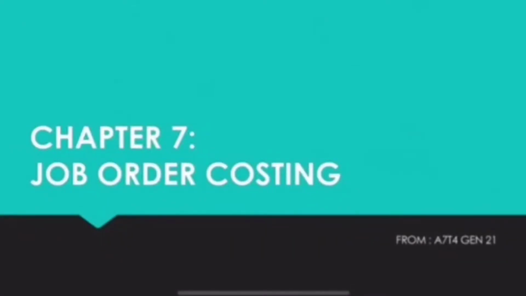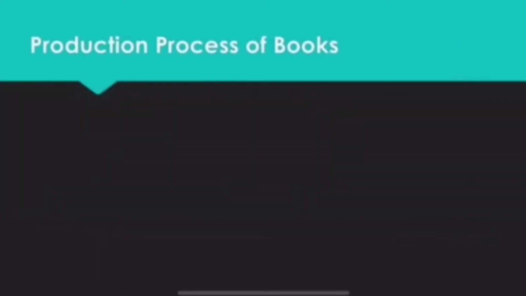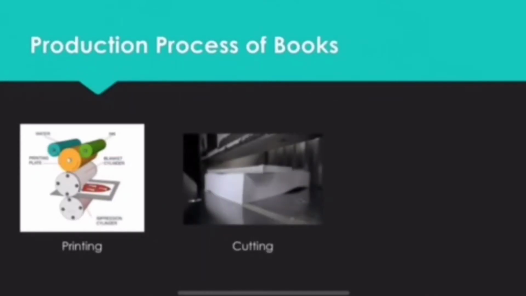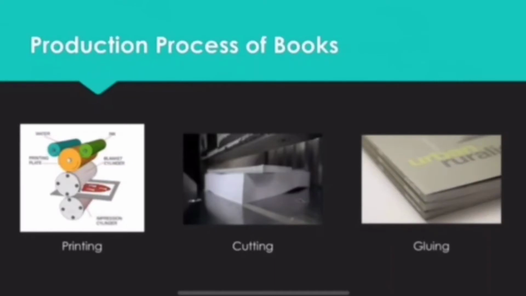Hi everyone, I'm going to discuss chapter 7 regarding job order costing. Let's take an example about the production of books. The book production process includes, first, printing on paper, second, cutting according to size, and third, gluing it as a book.